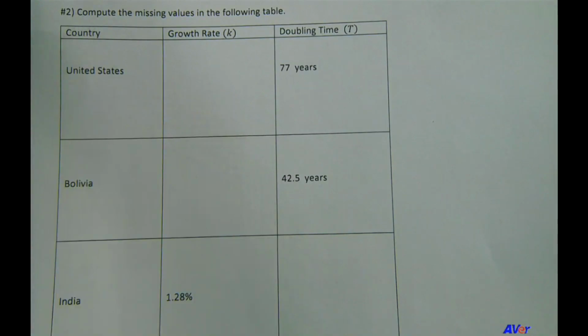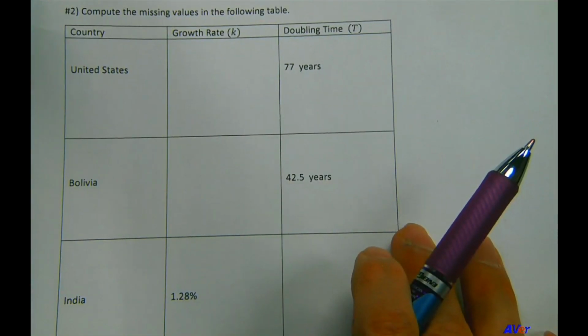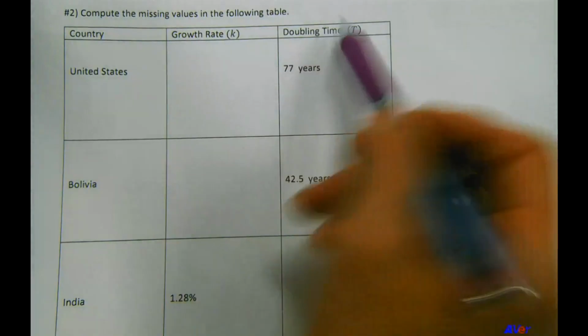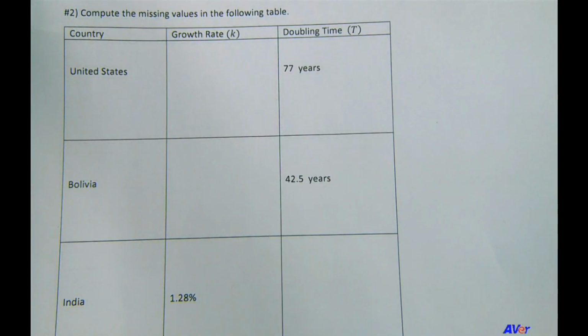Next, we will look at this situation where we're being asked to compute the missing values in the following table. So this is the country name, and there's some kind of a growth rate. We are not told what it is that they are talking about. Are they talking about population? Are they talking about, let's see, say air pollution? What are they talking about here? We're not told anything about that. So it's okay. We still use the growth rate and doubling time.